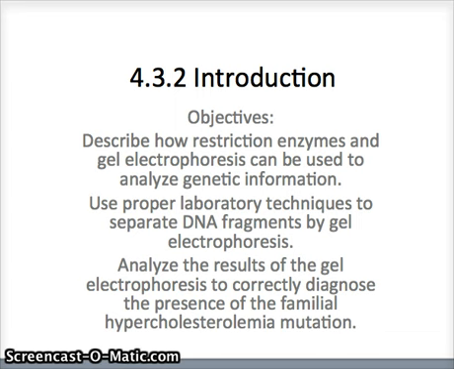So, what we're going to do is look at Anna's family and see if they have one of the genetic diseases that can cause high cholesterol, called familial hypercholesterolemia. We're going to be doing a gel electrophoresis on it, and you guys are going to actually do a real one here. And this is the first of many that we do in this class.